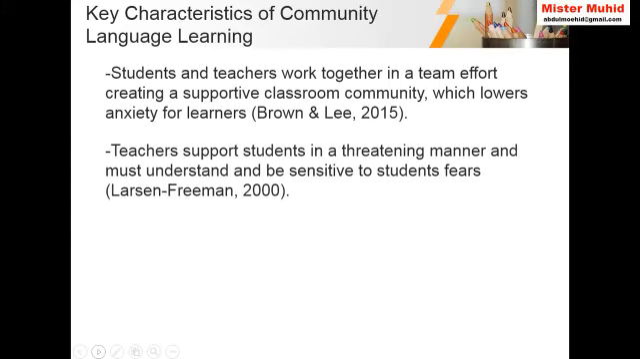So this method encourages them to speak up more and to talk more in English. Teachers support students in a nurturing manner and must understand and be sensitive to student fears. It means that the teacher also needs to know about the student. When a student is afraid to speak up, don't force them. So they must encourage, they must stimulate, they must help.